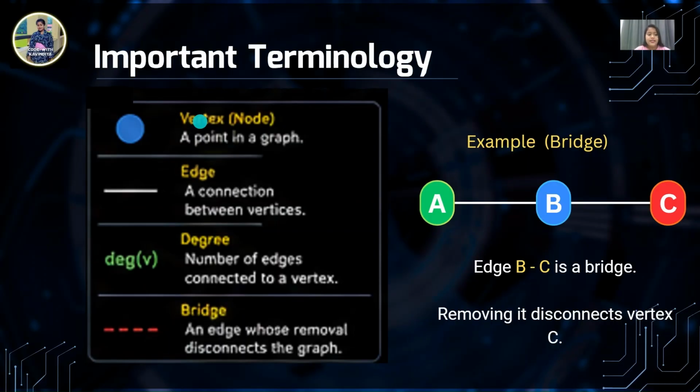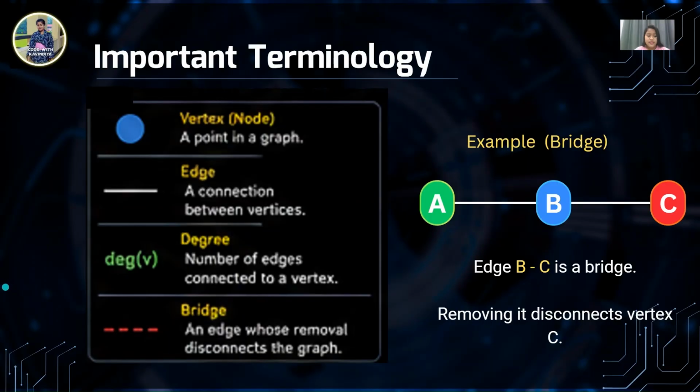First, vertex. A vertex is simply a point in a graph. Examples are A, B, C, the vertices in this graph. Edge. An edge is a line connecting two vertices. Degree. The degree of a vertex is the number of edges connected to it.